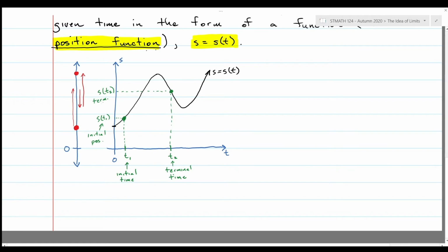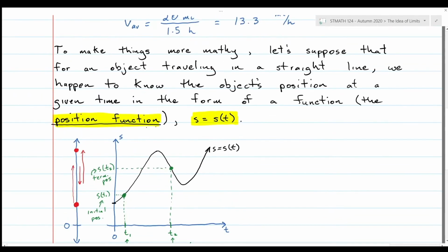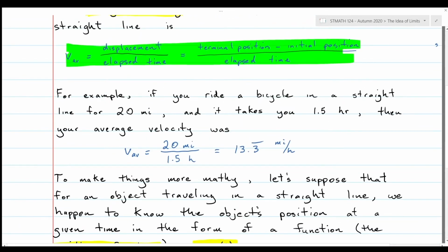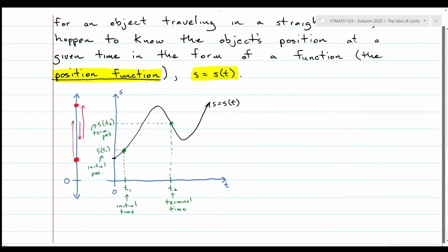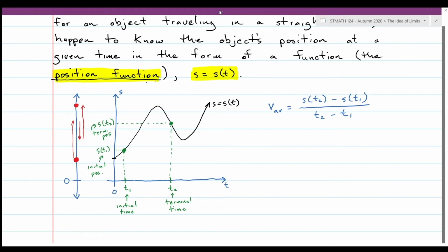That's your terminal position. We had this formula a second ago that said average velocity is terminal position minus initial position, divided by elapsed time. In terms of this function, we can write that formula in a more algebraic way. V average is terminal position minus initial position, so that would be s of t2 minus s of t1 in the numerator. That's the displacement. Then you divide by the elapsed time, which would be t2 minus t1. So this is the algebraic form of the equation we wrote down earlier.